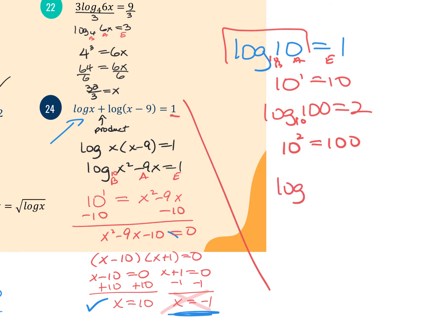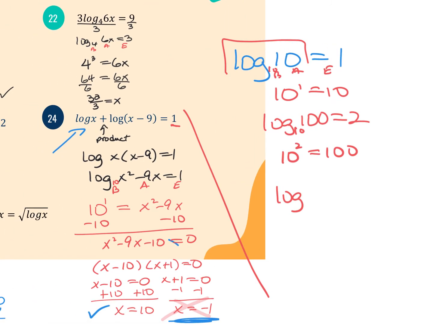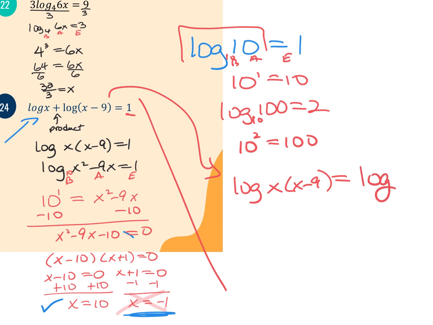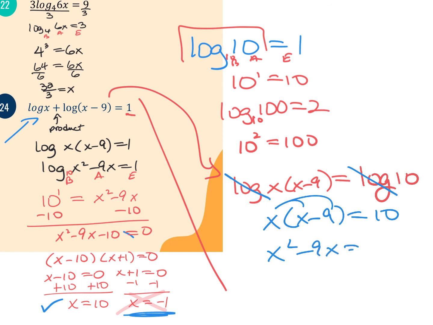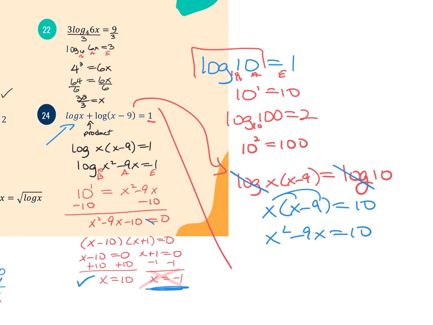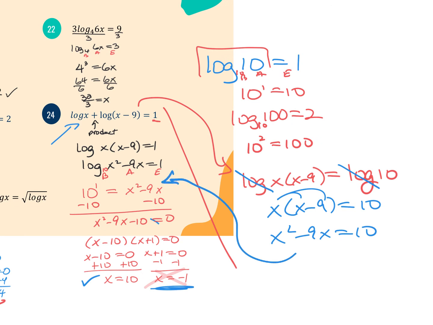I would still have to condense. So what I would do here instead is say log x times x minus 9, but then replace the 1 with a log 10. Then I could use the 1-to-1 property, but I'm still doing x times x minus 9 equals 10, distribute, and then I'm still right back at this step that I got to factor. So just know that you have options there.